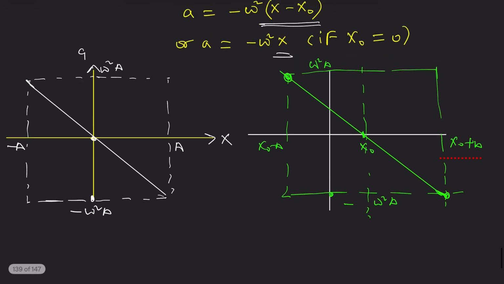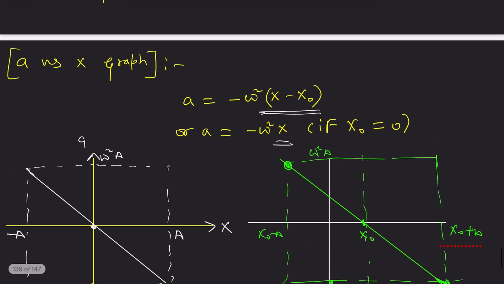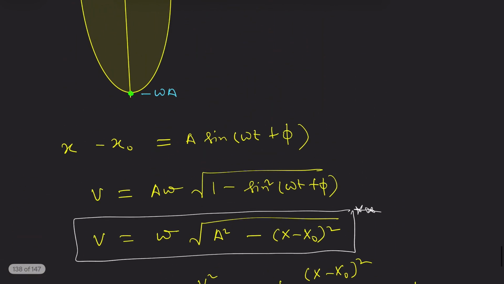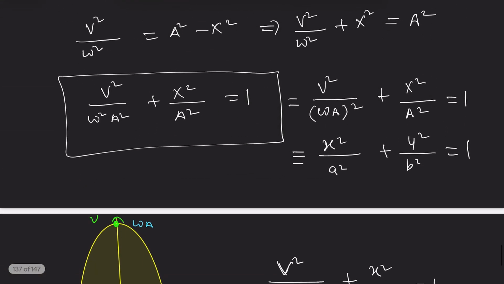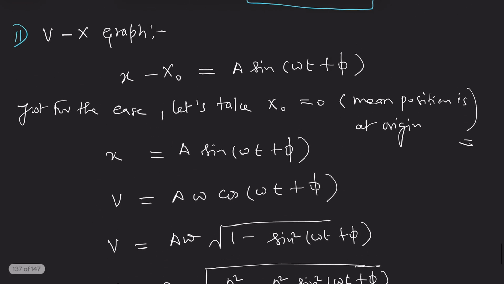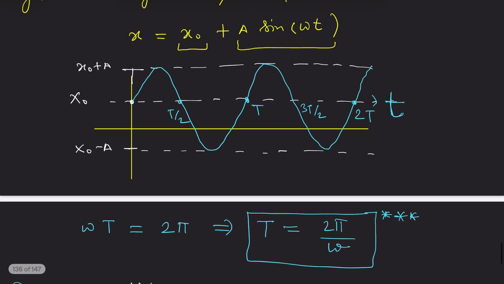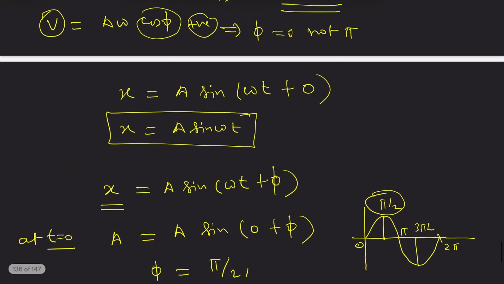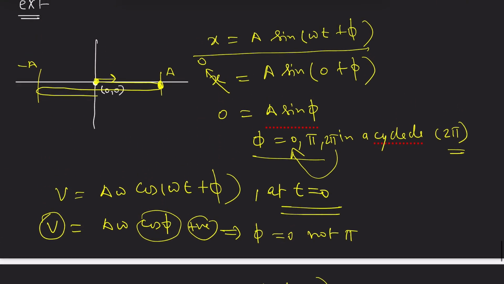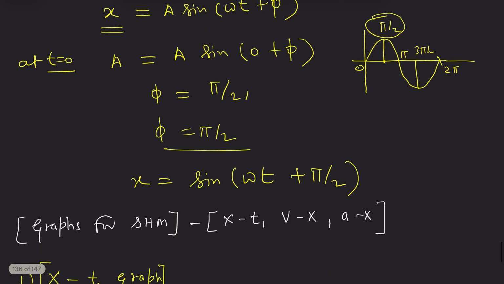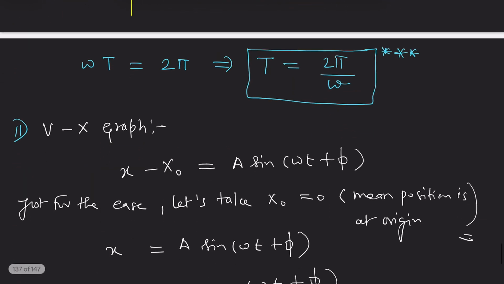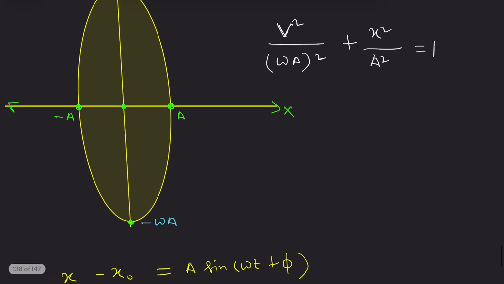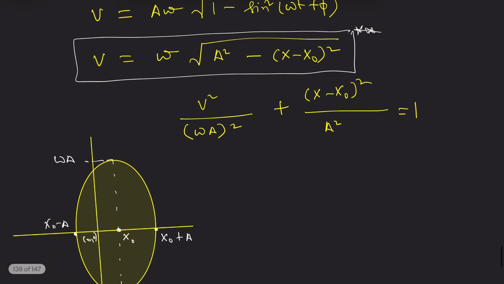In the last class we had discussed some very important graphs, like the A versus X graph. After that we discussed the V versus X graph in great detail, and we had discussed the X versus T graph also. We had discussed these things in the last lecture, with the particular solution of the general solution of that second order differential equation of SHM. So all those things we have done.